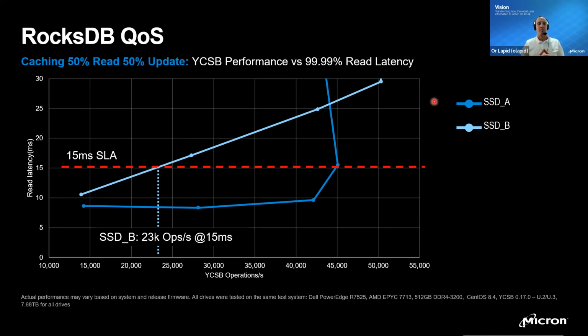Above that, it will have issues and the customer will notice it. SSD-A, in this case, will reach 45K operations per second in the database. So it's a 95% increase in operations per second, which is meaningful for the overall application performance.